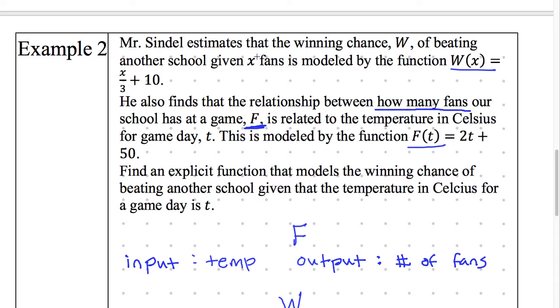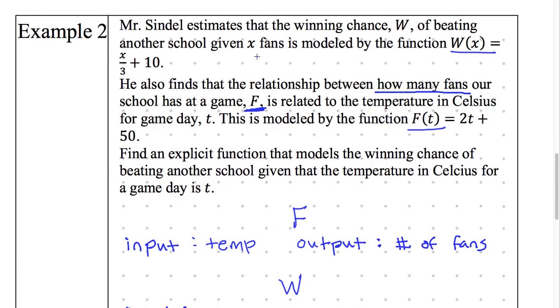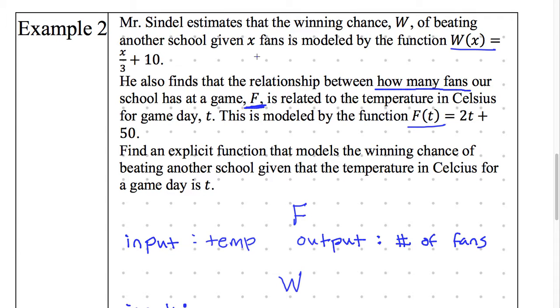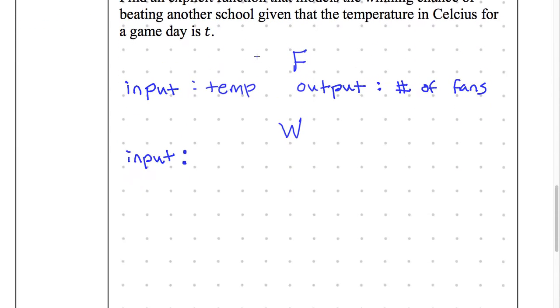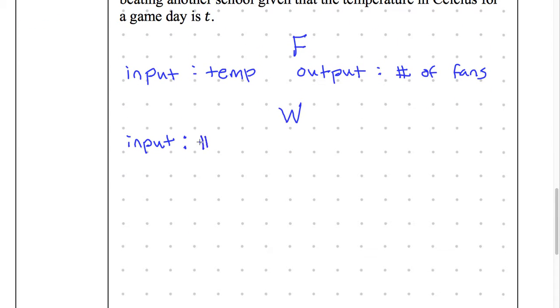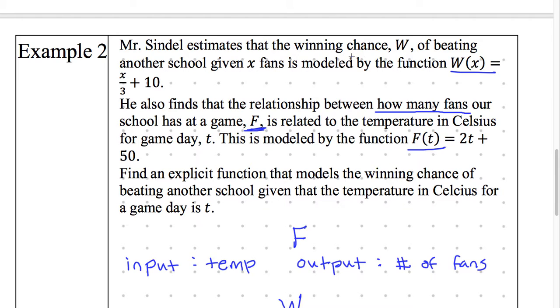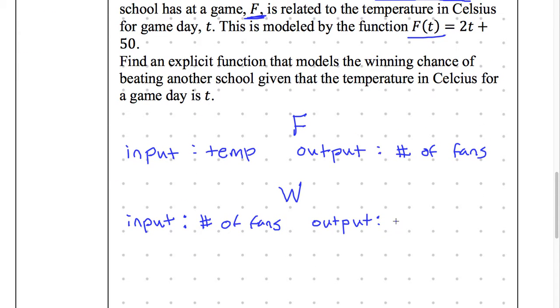Not exactly, but you're close. It's the other one. That's still talking about the winning chance of beating another school. Given what? Fans, yeah. So the input here is number of fans. The output, however, the thing that W tells you, is your winning chance. So I'm going to write winning percent or something like that.